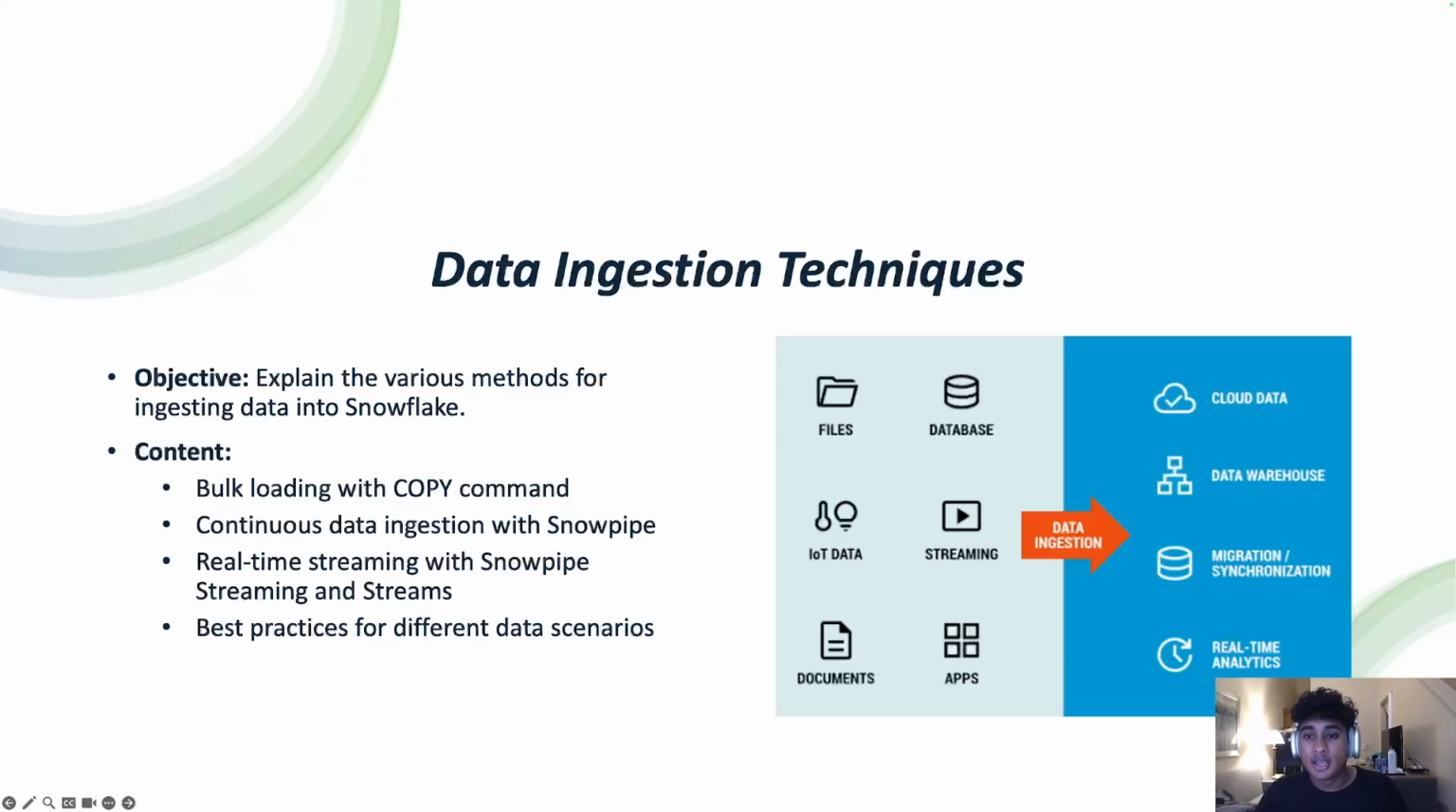The newest addition to Snowflake's data ingestion toolkit is Snowpipe Streaming. Snowpipe Streaming is built for ultra low latency data ingestion. It's particularly useful for scenarios where milliseconds matter, such as financial transactions or live application monitoring, and so on.